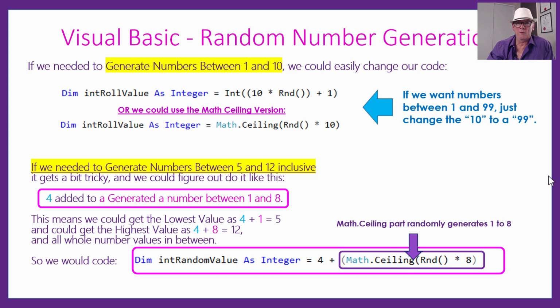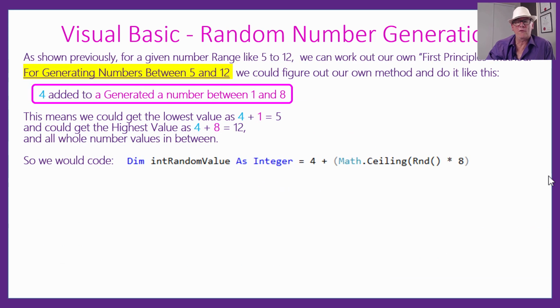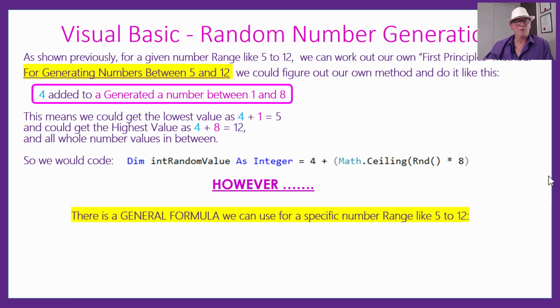And if you're thinking, oh my God, I thought we were just doing random numbers and this was going to be easy to put some numbers on a dice, why is it getting so hard so quickly? Look, don't worry. There is that way of first principles, work it out yourself. However, and there is always a however, because we love howevers, there is a general formula we can use if we want a specific number range, like 5 to 12.